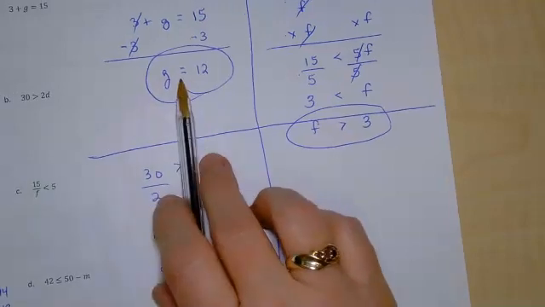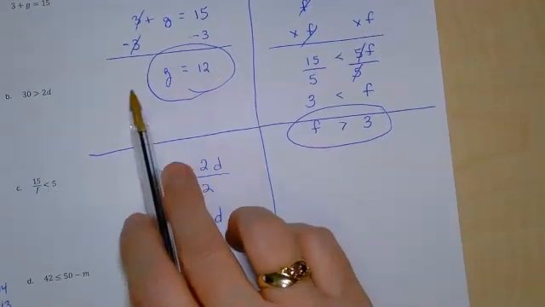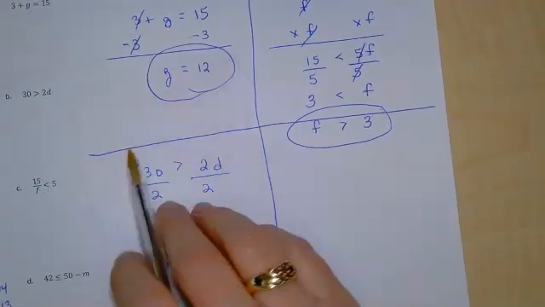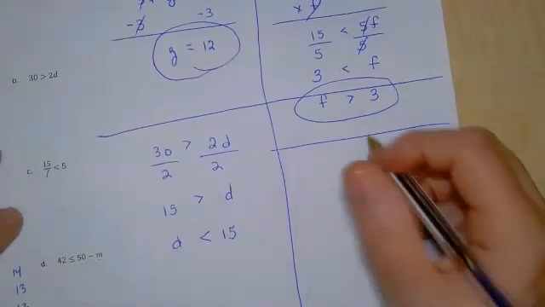It doesn't happen when there's equal signs. If the G was over here and the 12 was over here, you could just flip it over. It doesn't matter when it's an equal sign. Okay, here's our last one for this page.